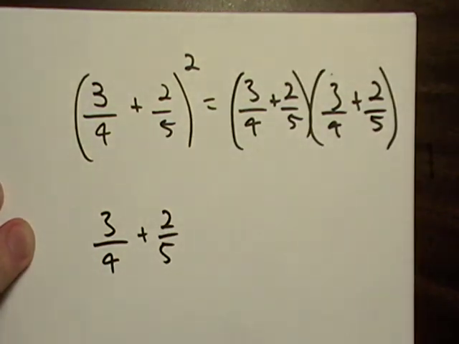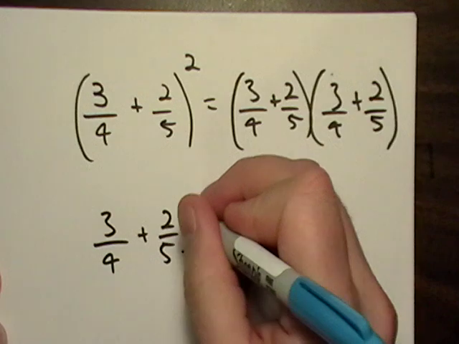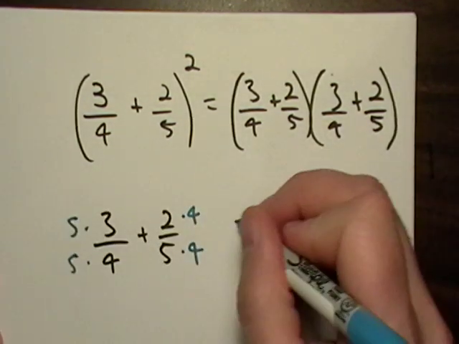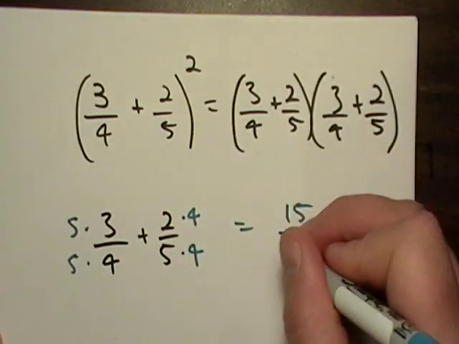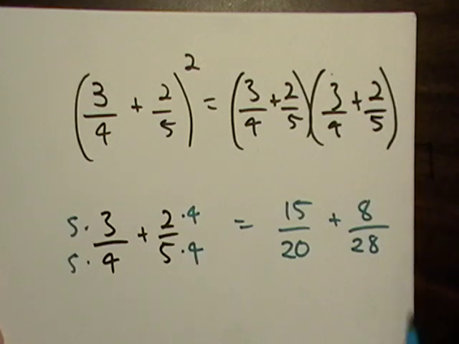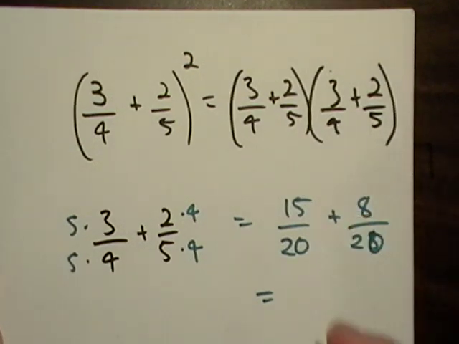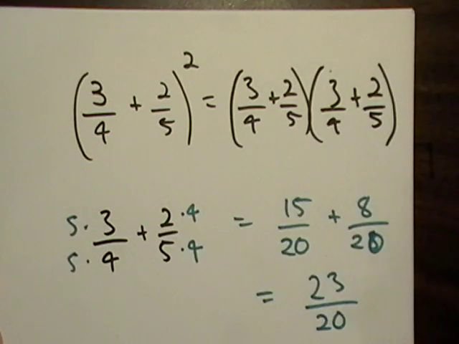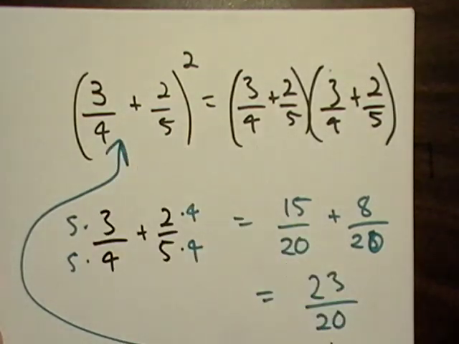It looks like my common denominator is going to be 20. So I'm going to take this, multiply it by 4, and take this, multiply it by 5. And I end up with 15/20 plus 8/20. Remember, we just leave the denominator alone. We add the top, and we get 23/20.